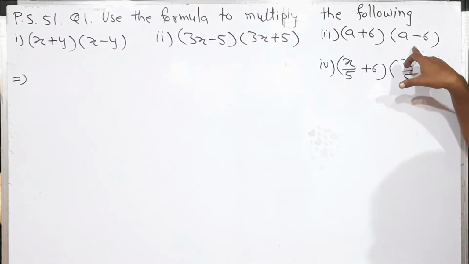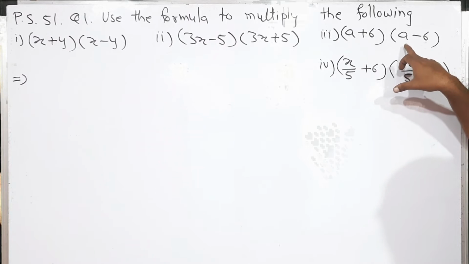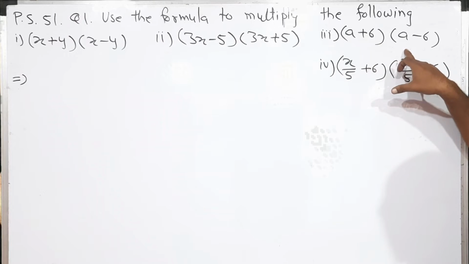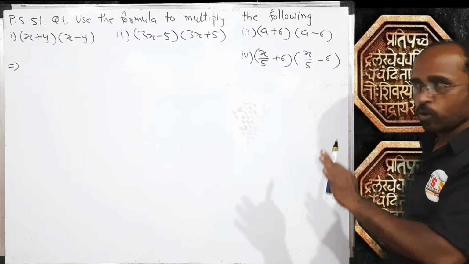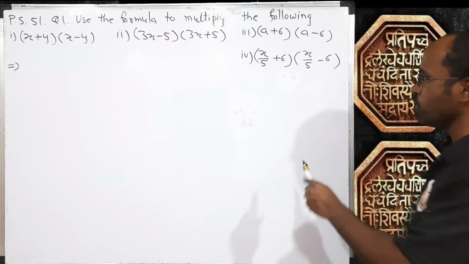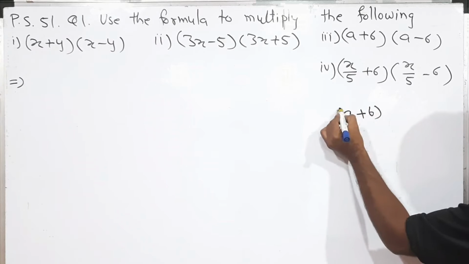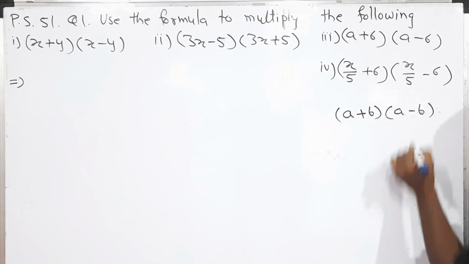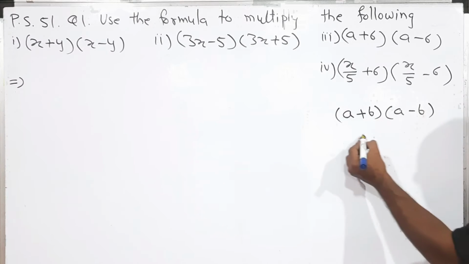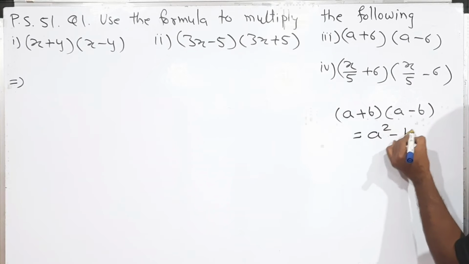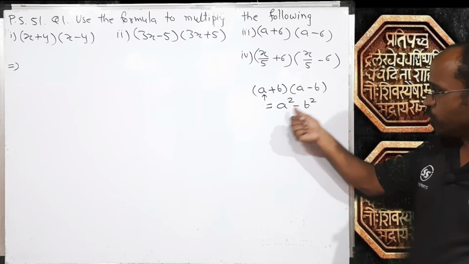Two brackets are multiplying each other. In one bracket there is addition, in one bracket there is subtraction. In both brackets, the first term is the same, which is a. In both brackets, the second term is the same, which is b. Same is the case with the fourth question also. So which formula can we use? There is only one formula where there is multiplication of two brackets with different symbols, like addition and subtraction: a plus b multiplied by a minus b, and the answer of the formula is a square minus b square, meaning square of first term minus square of second term. So we can use this formula.